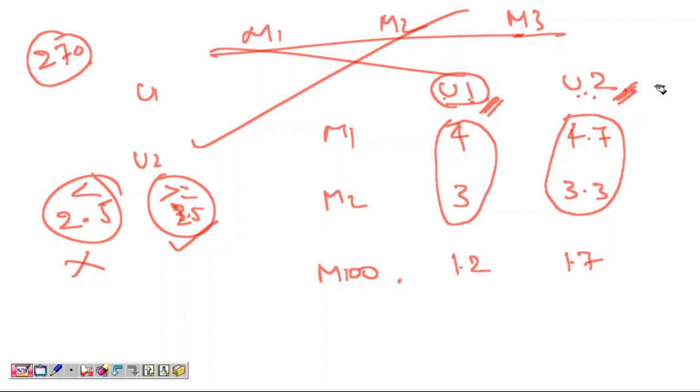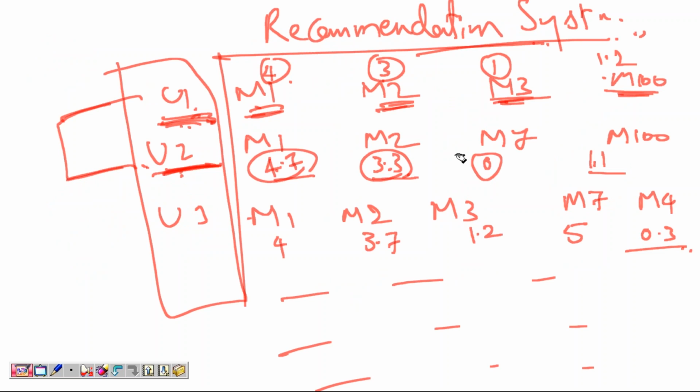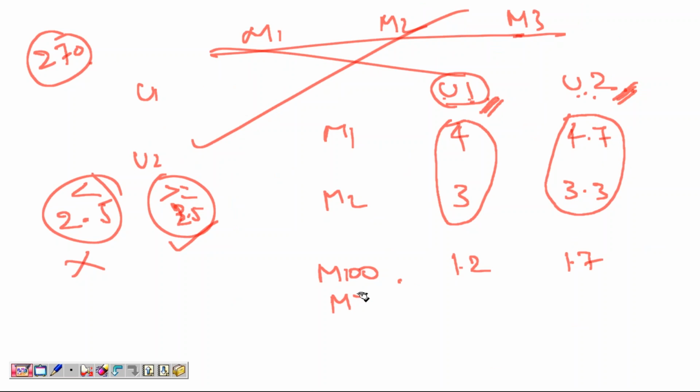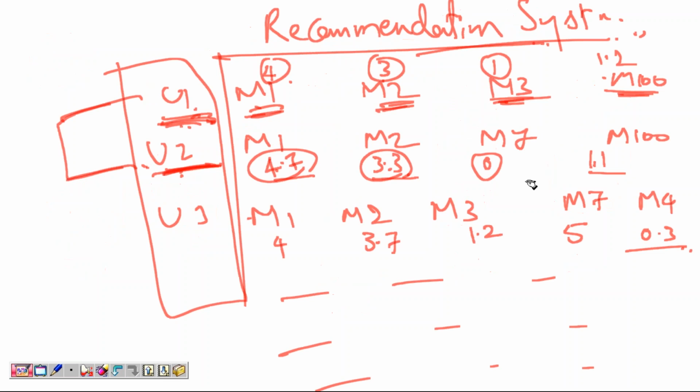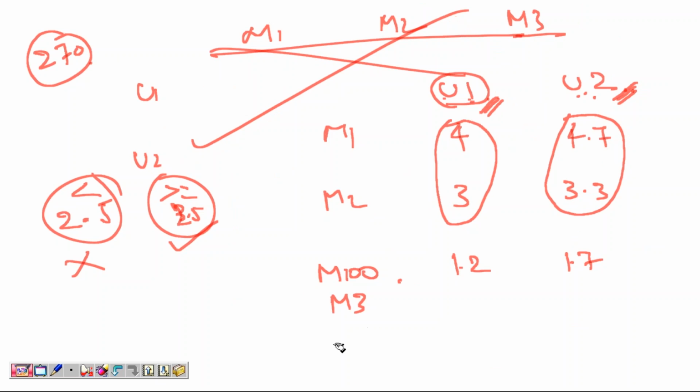But observe this. What are the other movies? Movie 3 and one more movie, movie 7. Movie 7 is watched by user 2. Movie 3 is watched by user 1. That means user 2 did not see movie 3 yet. User 1 did not see movie 7 yet.